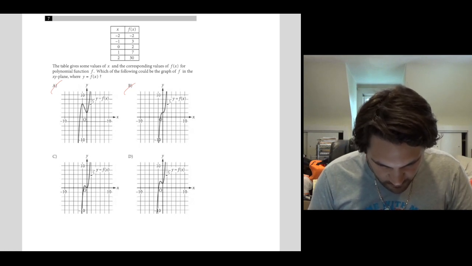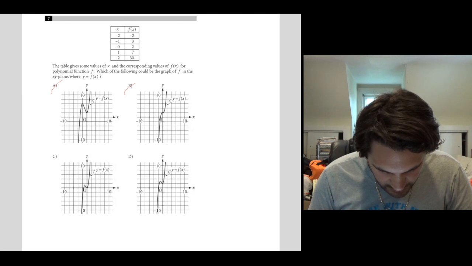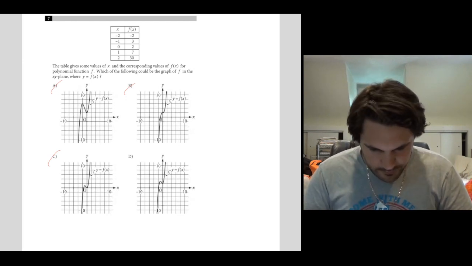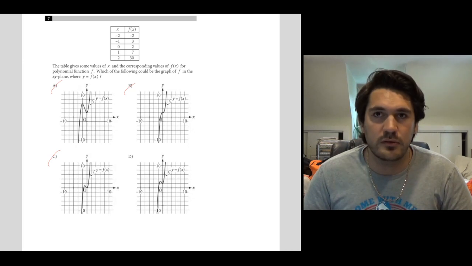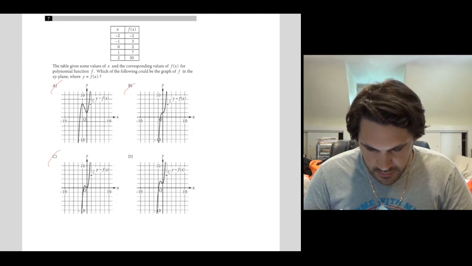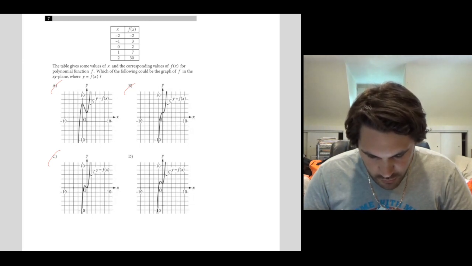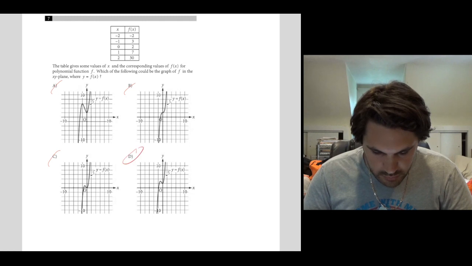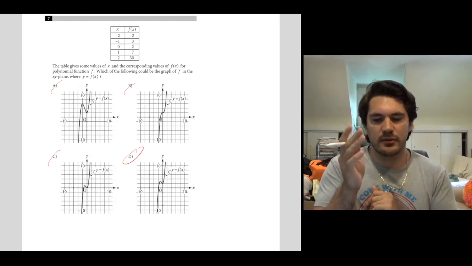Okay, looks like that pretty much works. When x is negative 1, y should be 3. Okay, it doesn't work. So C is out. Let's check out D. Well, if we eliminated the other answers, it should be D, right? But let's double check to make sure we didn't screw up. When x is negative 2, y is negative 2. Clearly there. When x is negative 1, y is 3. Yeah, looks like it's there. Cool, perfect. D's our answer.